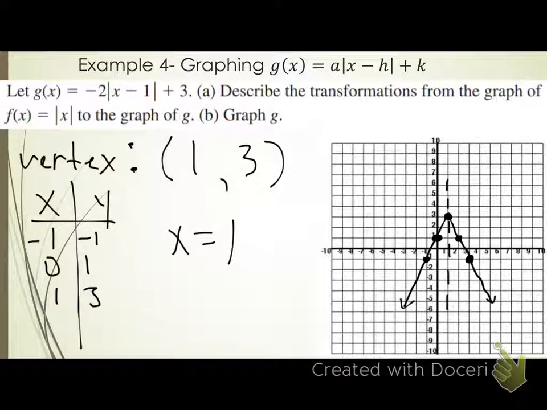Like I said, if you don't like that reflecting, you could always plug in 2 and 3, and you would get these ordered pairs when you plug them in. So there's my graph of g. So there's letter B. Questions on example 4? Not too terrible? Can I move on?